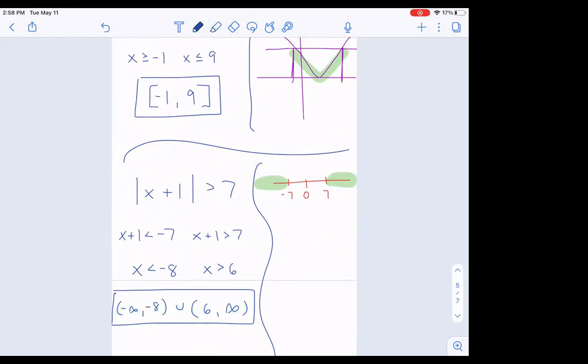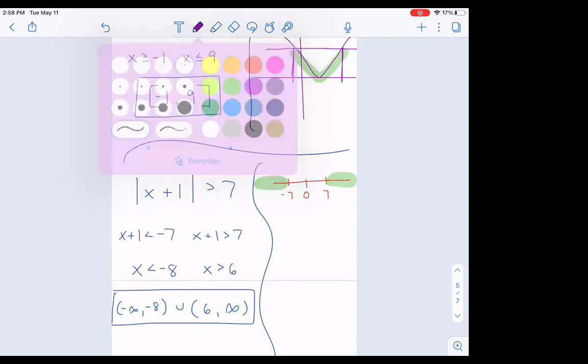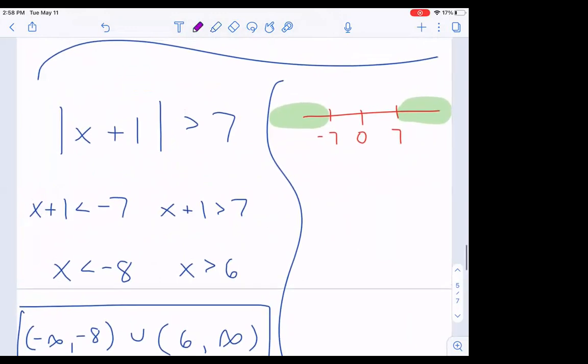Also, if you're thinking of it in terms of a graph, we have a V-shaped graph, move to the left 1. And when is that bigger than 7? Well, if 7 is here, it's bigger than 7 here and here. We have two different areas, and so those are going to go to infinity and to negative infinity, to the right and to the left.